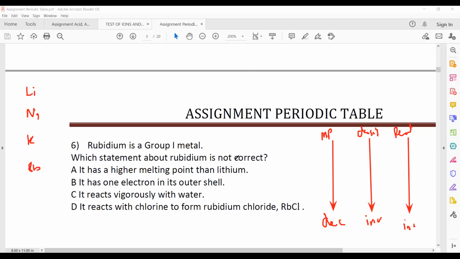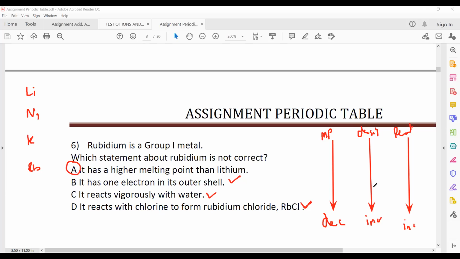Which statement about it is not correct? It has a higher melting point. As we go down, the melting point decreases for group 1. It has 1 electron in the outermost shell. That's true. It reacts vigorously with water, because as we go down, reactivity increases. It reacts with chlorine to form rubidium chloride. That's also true. So which is not true? It does not have a higher melting point. It has a lower melting point.